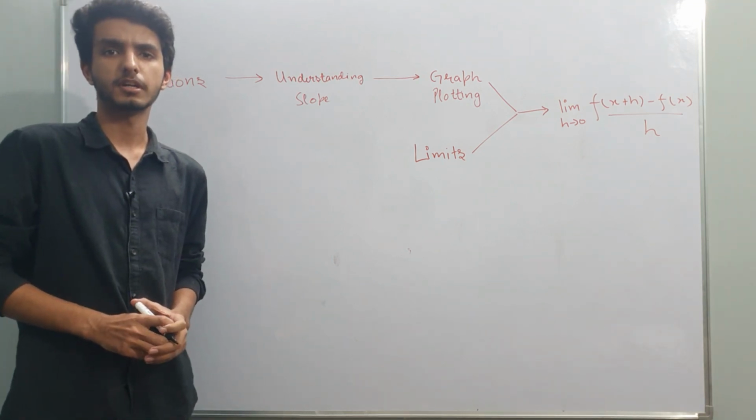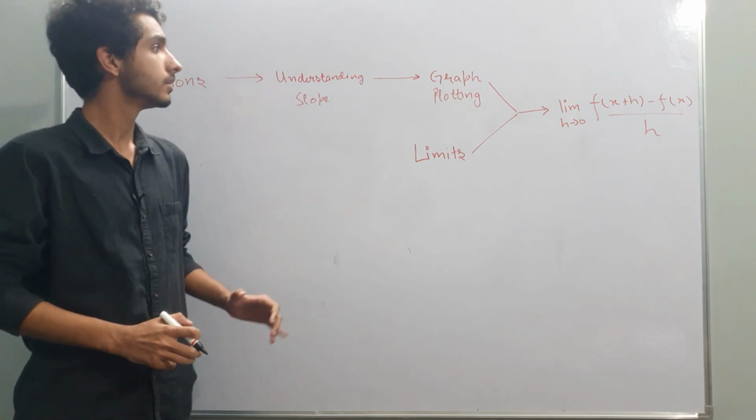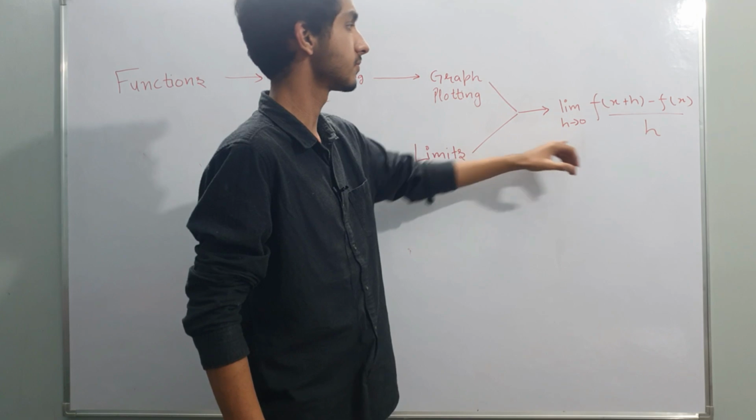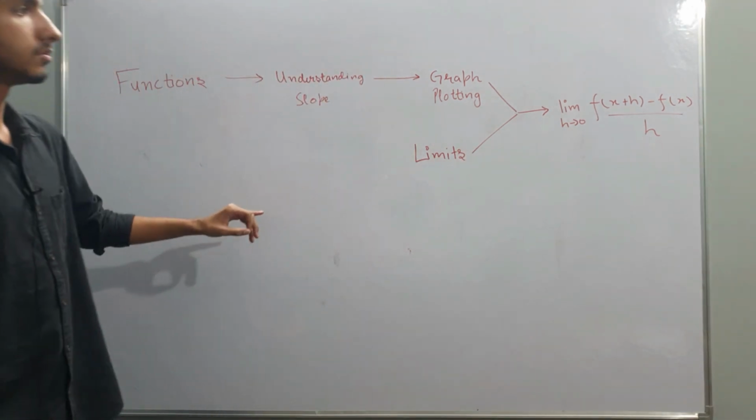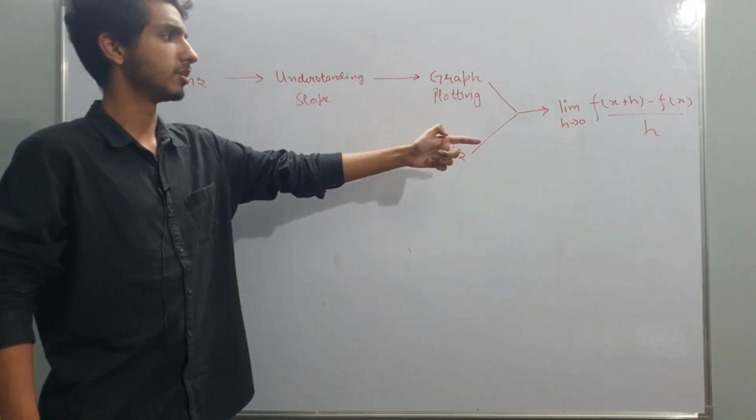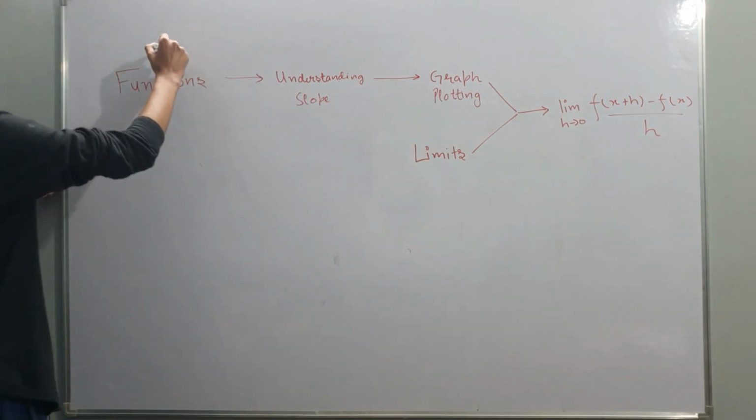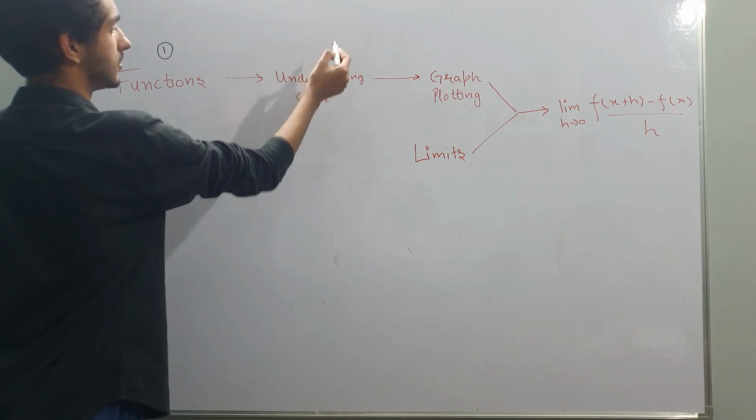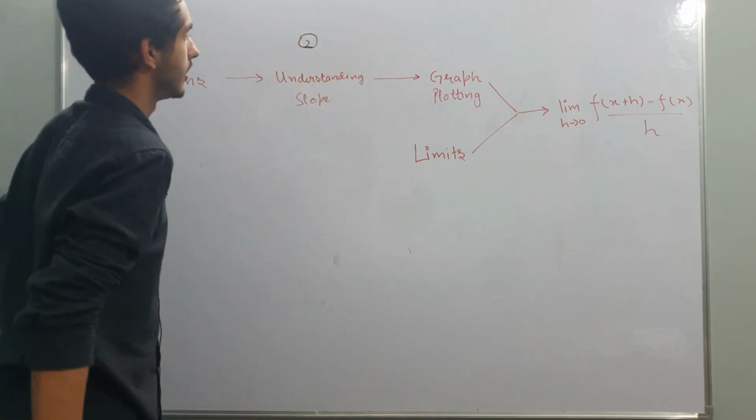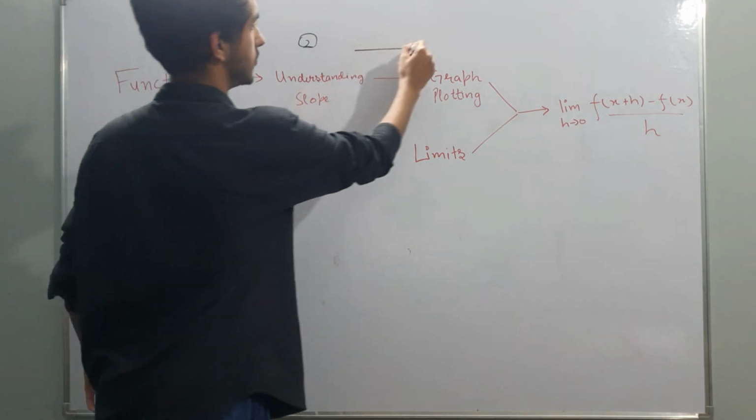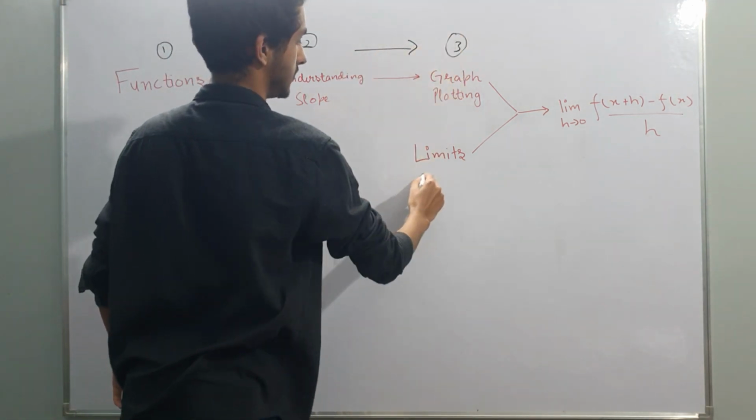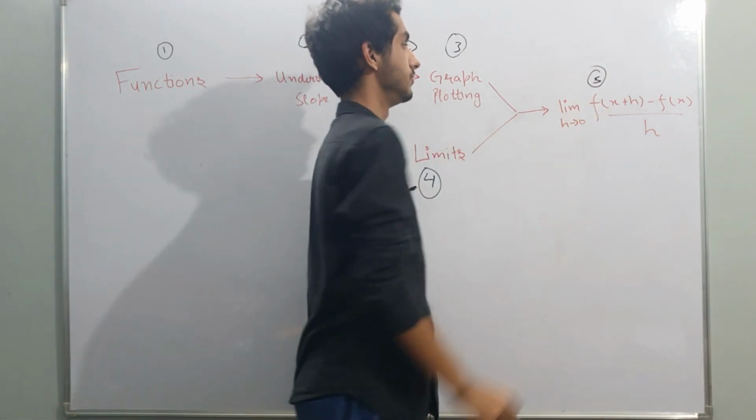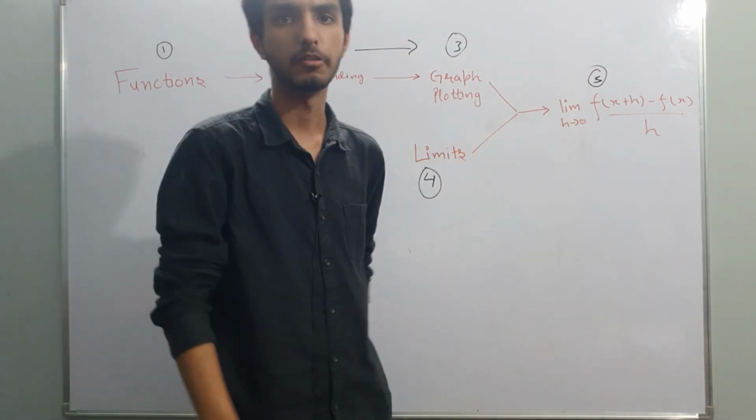So today we will be starting with differential calculus, and this formula is called the first principle of derivative. To get to that specific formula, first we have to learn what functions are, and after understanding functions we will move on to understanding the concept of slope, and after understanding the concept of slope we will move on to graph plotting, and then we will do limits, and then finally we will understand the first principle of derivative.